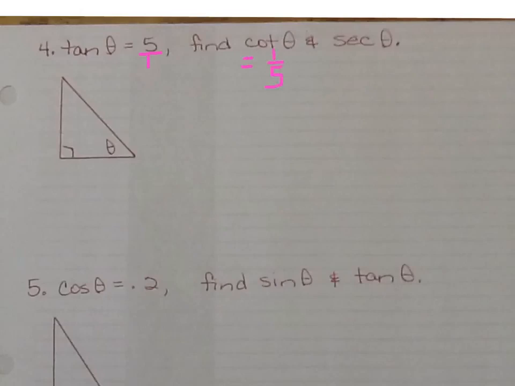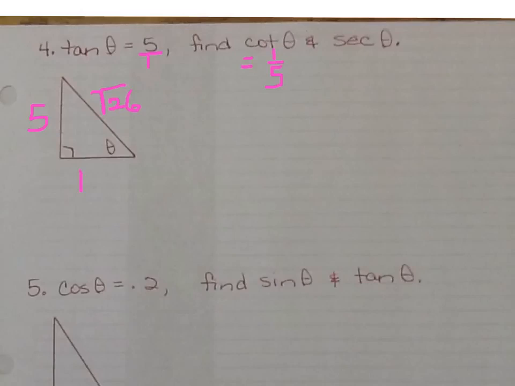Now, secant is the reciprocal of cosine, so I need to go ahead and figure out what cosine is. So I'm going to start by drawing a right triangle, and I'm going to do my work off a tangent. So tangent is TOA, opposite over adjacent. So this is going to be 5 over 1. And then the hypotenuse from the Pythagorean theorem, sorry guys, is 5 squared plus 1 squared, which is 26. So the hypotenuse is the square root of 26.